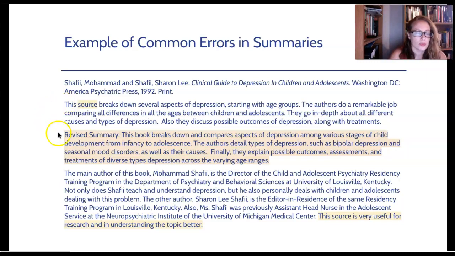I just want you to see the revised summary that's a little bit more developed and also concise. You'll see it's not much longer, but it packs a lot more punch. This book breaks down and compares aspects of depression among various stages of child development from infancy to adolescence. The authors detail types of depression such as bipolar depression and seasonal mood disorders, as well as their causes. Finally, they explain possible outcomes, assessments, and treatments of diverse types of depression across varying age ranges.